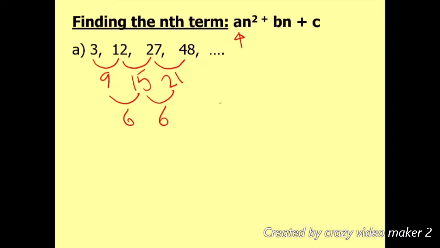So if this is 6, I know that a is actually going to be 3. So I'm going to know that as 3n squared plus bn plus c, and we'll work out what b and c are in a different step.